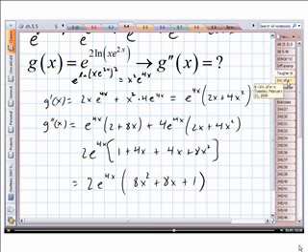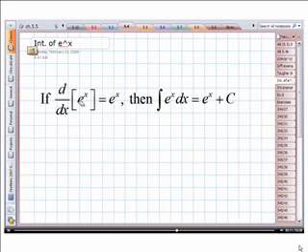Now under the integration, because the derivative of e to the x is e to the x, then the integral of e to the x is e to the x plus c. So once again, it's just a rule we add to all the others. Everything we would have done with u substitutions, well, we still have to do it.